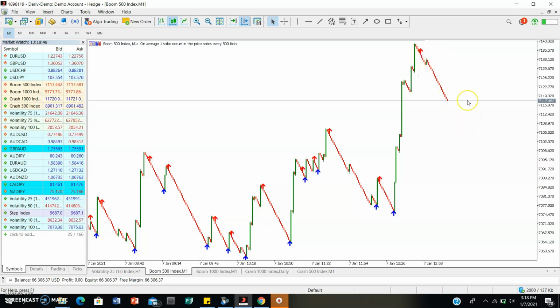Enter a sell right here and hold, right? You hold up until you start to see these blue arrows flashing. This time it is the blue arrows flashing, not the red ones, because we're now on Boom 500. This is still the 1 minute time frame.